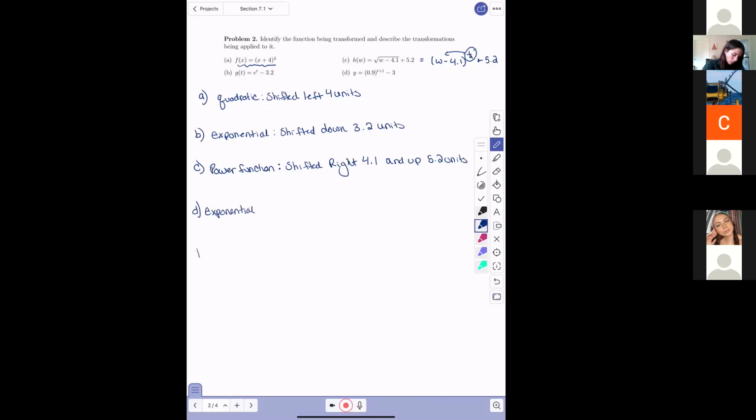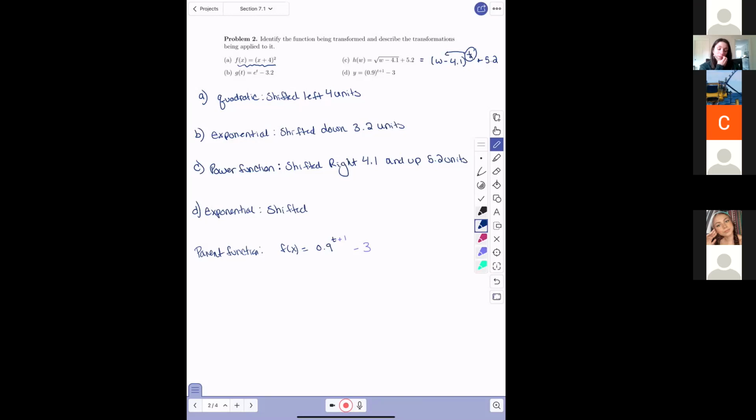The parent function is, let's just say, f of x equals 0.9 to the power t. Right, so this is the original function. And then what we're doing in this one is we're adding 1 to t and subtracting 3 from the total. So it's an exponential function and it's shifted.